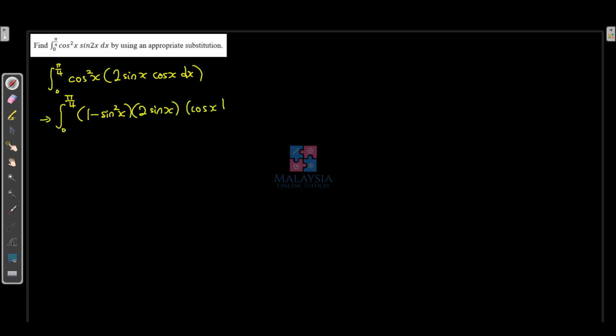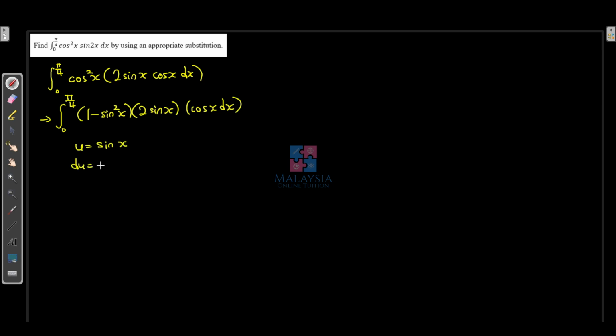Why are we making them together like this? It's because we need to think about what is the thing that when we differentiate, we get cos x dx. And definitely the answer is going to be sine x. So the substitution that we are going to be using here is u equals sine x.